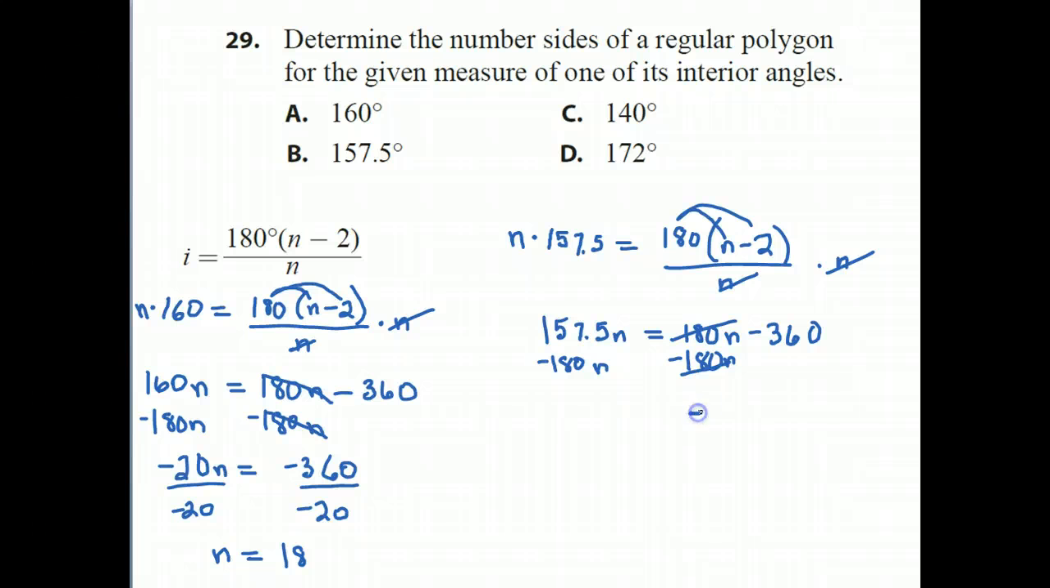We'll cancel on the right, so we'll have negative 360 on the right side. And then on the left side, negative 22.5n, and then if we divide that by 360, we get 16 sides. So divide by negative 22.5. And 16 would be your number of sides there.